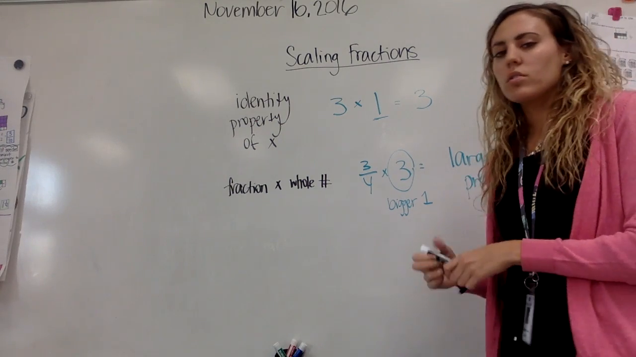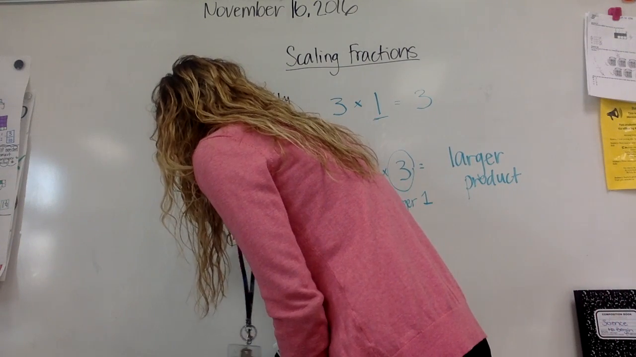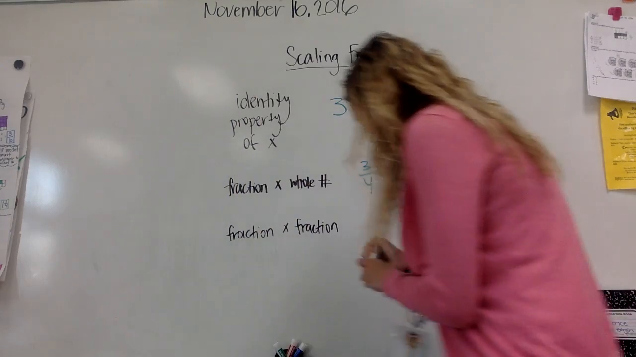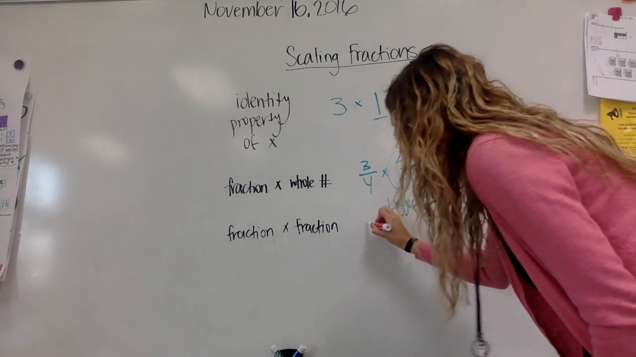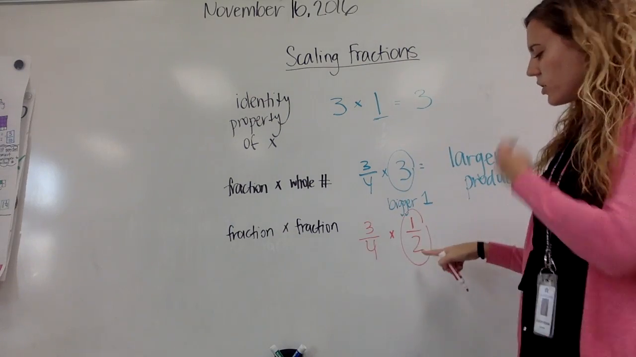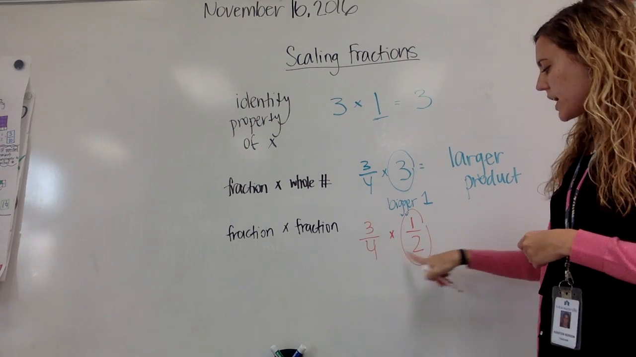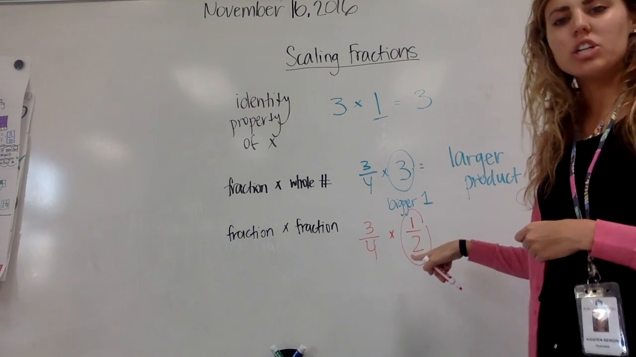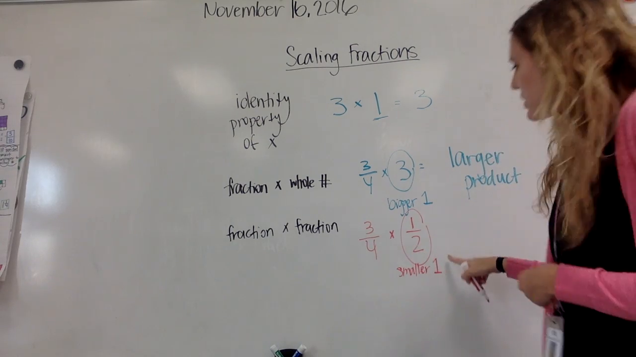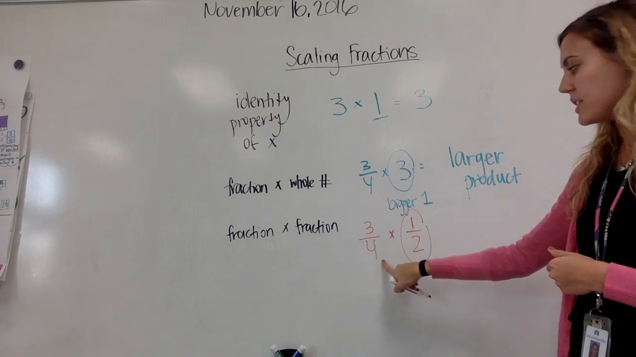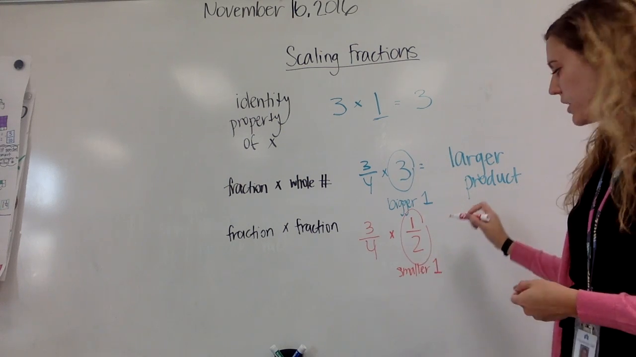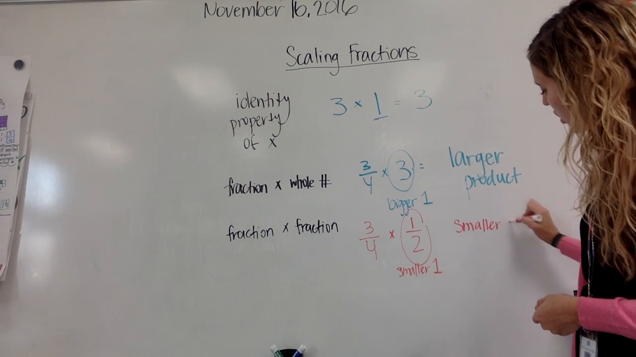Okay, now you can also look at multiplying a fraction by a fraction. So if you had the number 3/4 and you were multiplying it by 1/2, we need to look at that 1/2. So 3/4 times 1/2. Is that larger or smaller than 1? This is smaller than 1. So since it's smaller than 1, I'm not going to end up with 3/4. I'm going to end up with less than 3/4 because this is less than 1. So this is going to give me a smaller product.